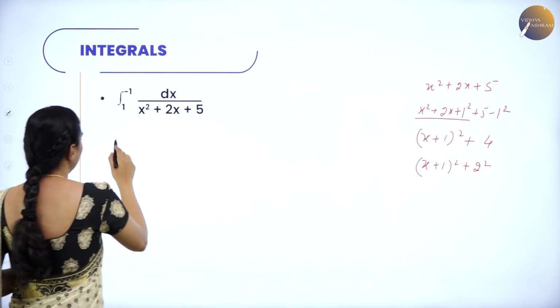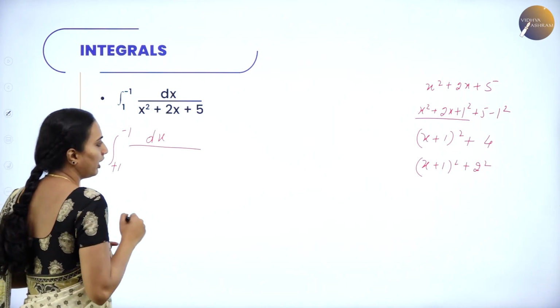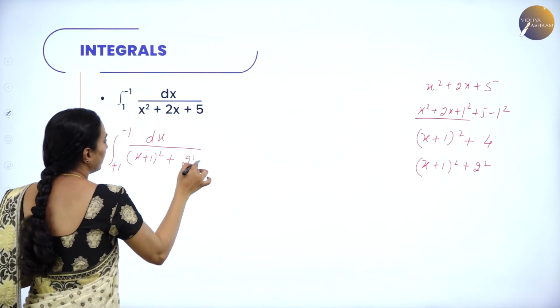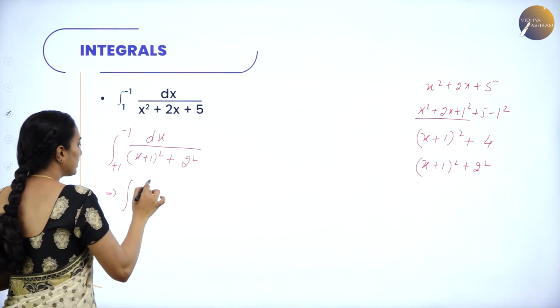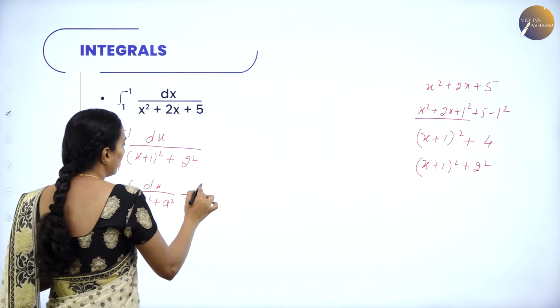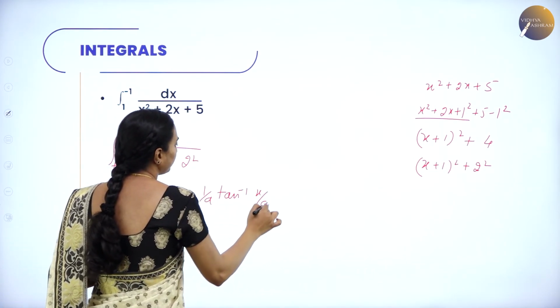Now you can have integral 1 to minus 1 dx divided by, you can write this one as x plus 1 whole squared plus 2 squared. Now this is in the form of dx divided by x squared plus a squared or a squared plus x squared, which is 1 by a into tan inverse of x by a. Right?